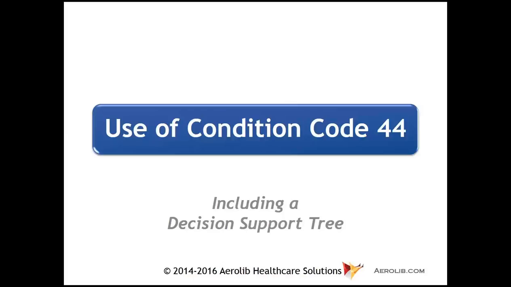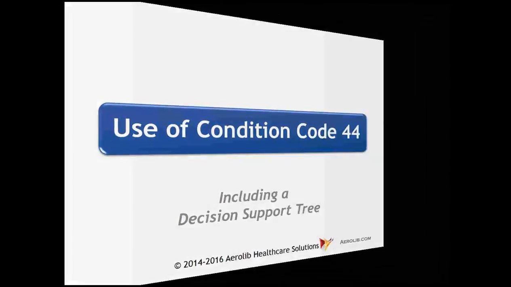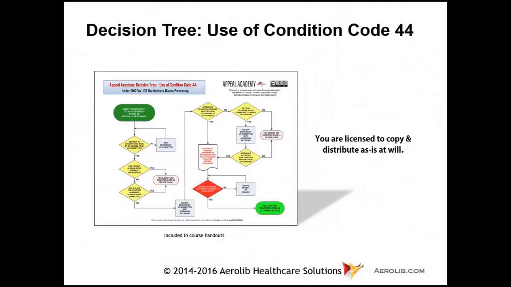So, included with this course is a copy of the decision support tree itself. It is available in a PDF form. It's 8.5 by 11. You are licensed to copy it and distribute it as is at will. That is the license that comes with it: as long as you just leave the special copyright notice on it and Appeal Academy's notice on it, then you can copy it and distribute it at will.